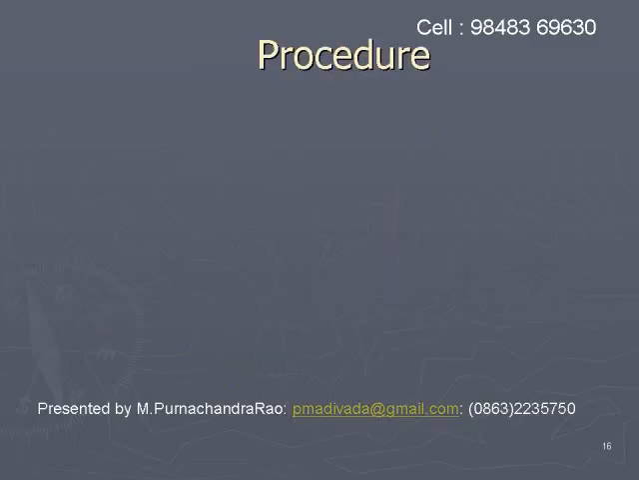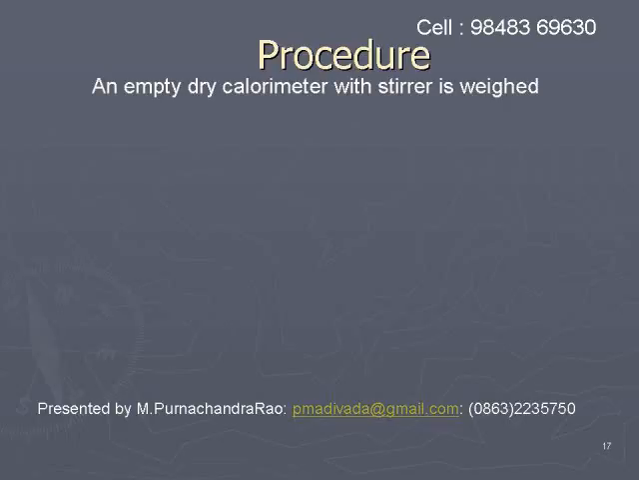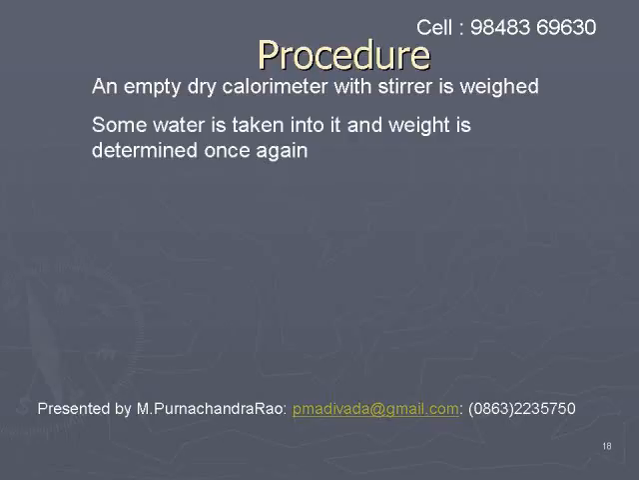Experimental procedure for finding the specific heat of a solid. An empty dry calorimeter with a stirrer is taken and its weight is determined. Some water is taken into it and once again its mass is determined.